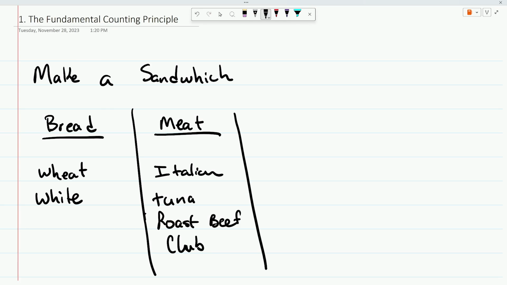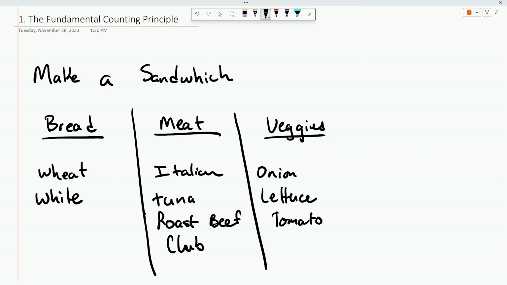Then you pick what type of veggies you would like. All right, and like I said, not a lot of veggies here. We have onion, we have lettuce, tomato, and one more veggie. Give us one more veggie. How about pickles? I love pickles.